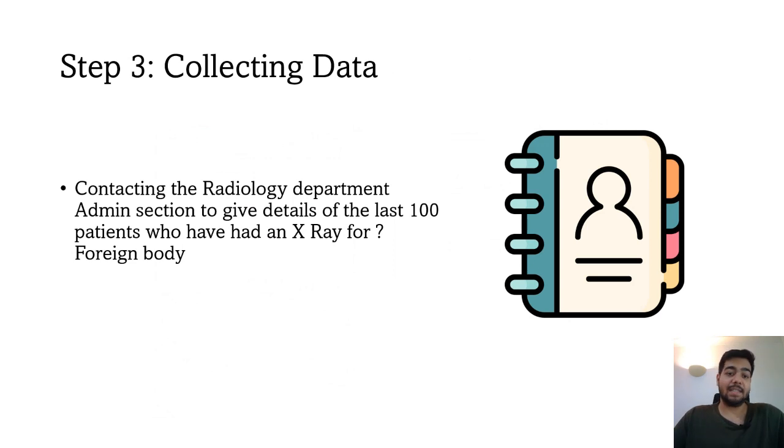The next step is collecting the data. So what I did was I spoke to the radiology department admin section or administrative section, and I asked them to give me a spreadsheet of details of the last 100 patients who have had an X-ray for query foreign body or foreign body identification. And they sent me the details of all those patients on an Excel sheet and they sent it to me on my work email, so I have had a look at it.